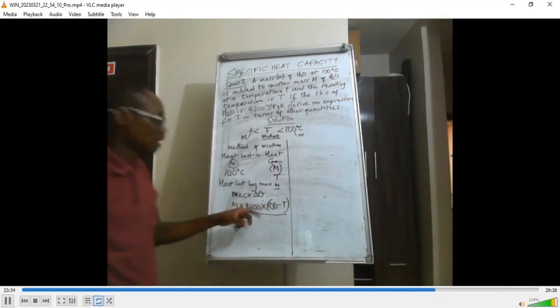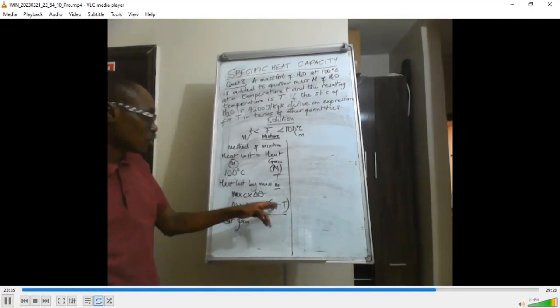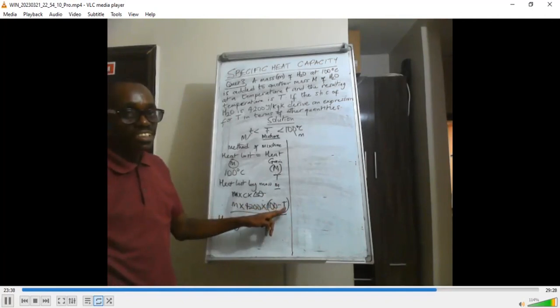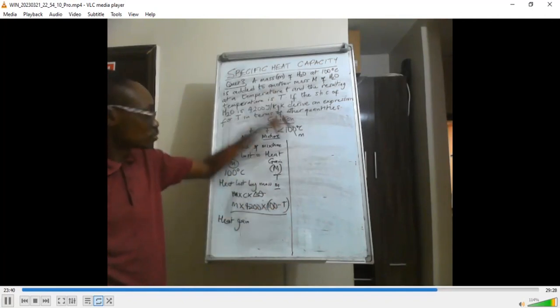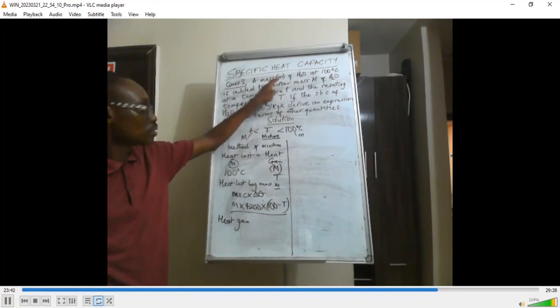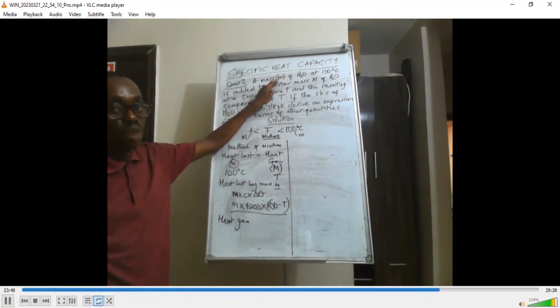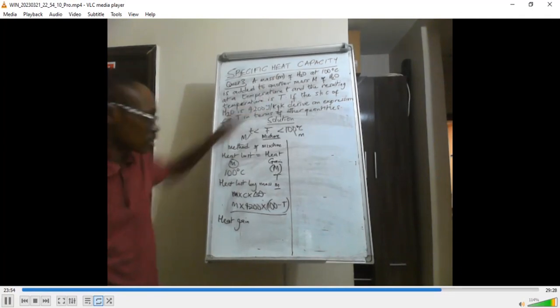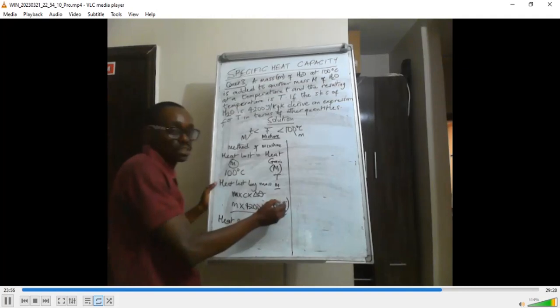Now in case you want to ask me, how do I know that 100 is bigger than T? This fluid was at a higher temperature. The temperature of the fluid of mass small m was at 100. Like I said, water can't go above 100. So when the two fluids are mixed together, the temperature is going to drop from 100 to a lower value. So this T is definitely smaller, a lower value than 100.